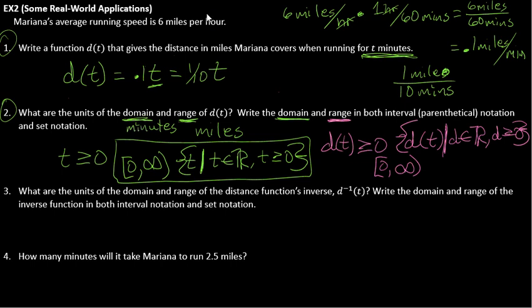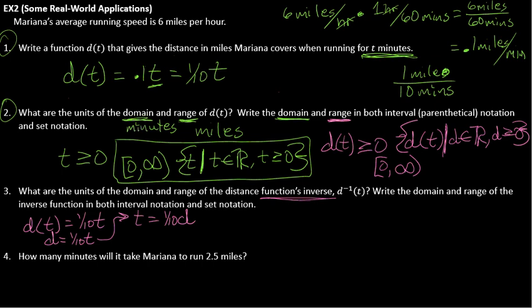So what are the units of the domain and range of the distance function's inverse, d inverse of t? So first of all, we need to calculate, well, what is the function's inverse? Okay, so if d of t equals 1/10 t, what we need to do is revert, right? So we're just going to call it d equals 1/10 t, and then we're going to do the old flipperoo and say that this is t equals 1/10 of d.